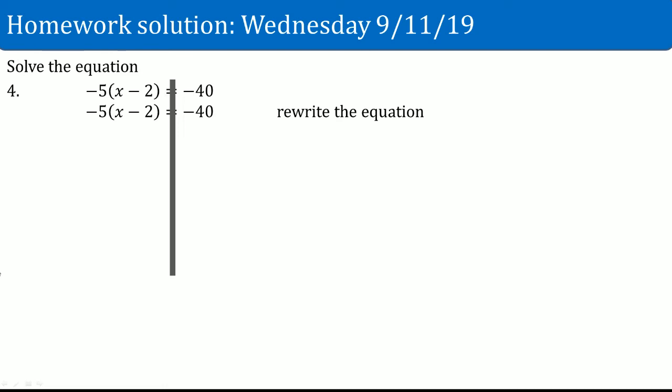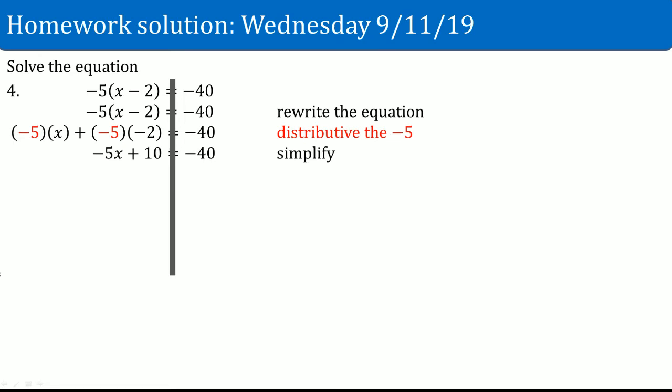So the negative 5 is going to be multiplied to the x, and the negative 5 is going to be multiplied to the negative 2. That is what happens on the left-hand side when I distribute the negative 5 inside the parentheses. My right-hand side of negative 40 remains unchanged. On my left-hand side, negative 5x plus negative 5 times negative 2 should be a positive 10. Be very careful with your multiplication on the left-hand side. The left-hand side should be negative 5x plus 10 equals to negative 40.